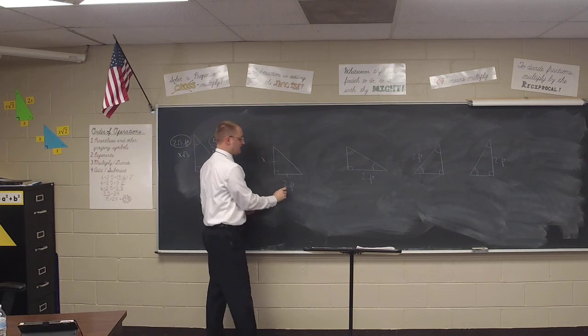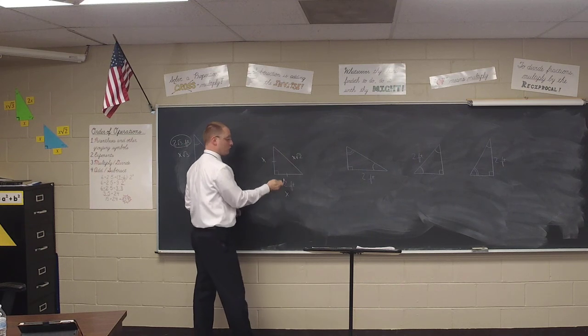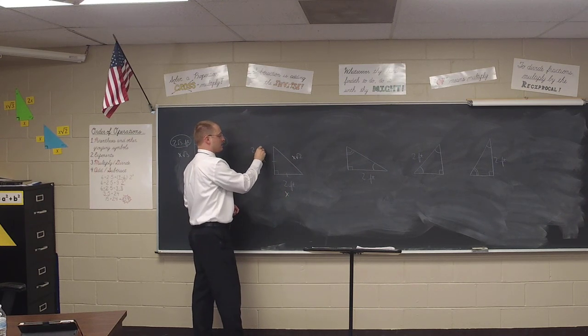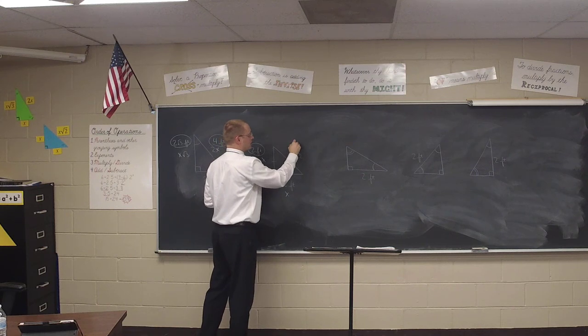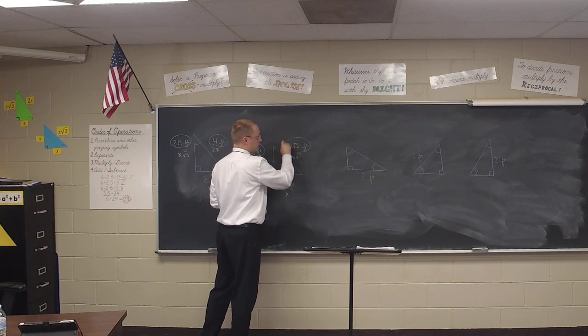Here we could label the legs as x, the hypotenuse is x times the square root of 2, so of course if this x is 2 feet, this x is 2 feet, and of course this would be 2 times the square root of 2 feet.